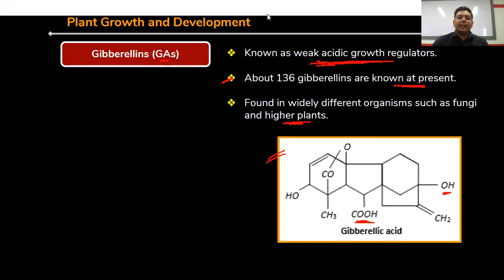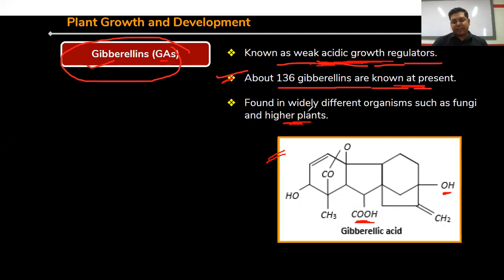Now, after auxin, the next most important type of plant growth regulator or plant growth hormone is gibberellins, or gibberellic acids. Clear? Gibberellic acid is also known as weak acid growth regulators. About 136 gibberellins are known at present, found in widely different organisms such as fungi and higher plants.